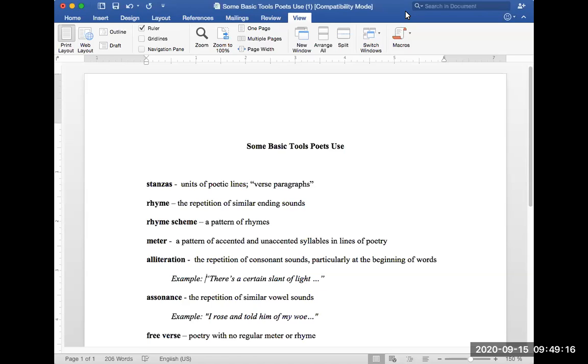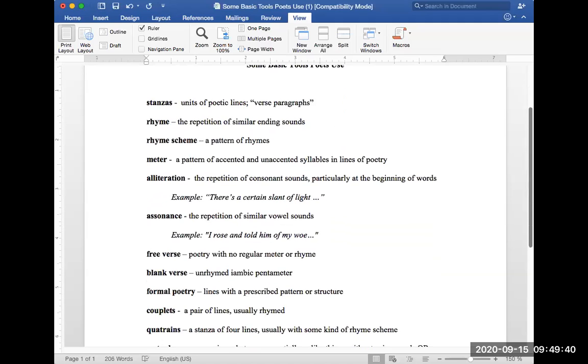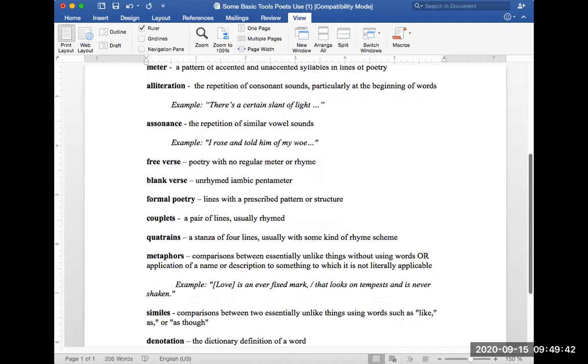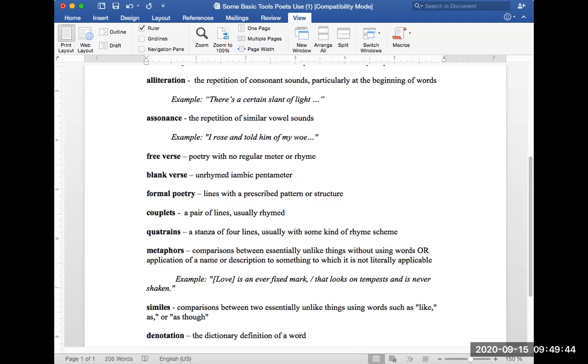Alliteration is the repetition of consonant sounds, particularly at the beginning of words. But a lot of you noticed in Those Winter Sundays, he talks about cracked hands that ached. That repetition of the K sound kind of brings up the harshness of the cold, and that's alliteration. Assonance is the repetition of similar vowel sounds. I rose and told him of my woe. Oh, oh, oh, that's assonance.